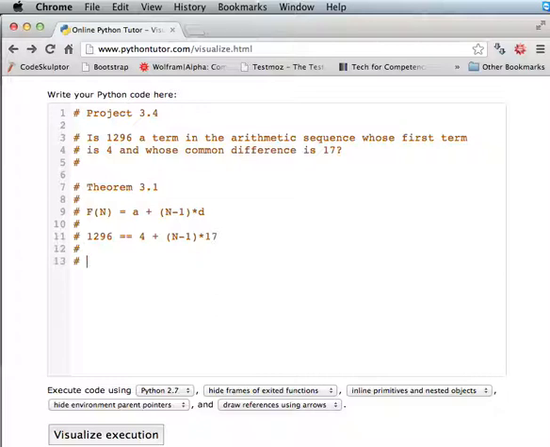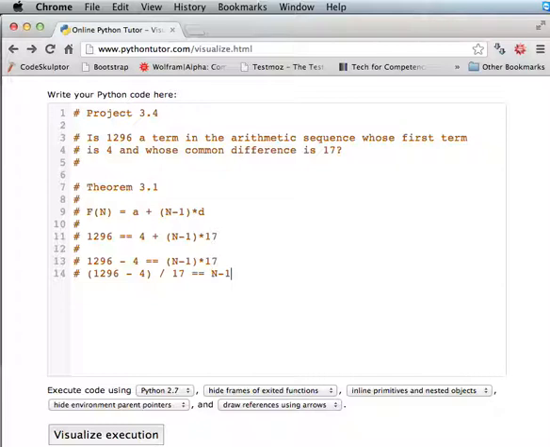Well, we know we can subtract 4 from both sides. That's an easy thing to do, right? So 1296 minus 4 has to be equal to n minus 1 times 17. Now let's just go ahead and get n on one side all by itself. Let's see if we can divide by 17 on both sides, right? So we say 1296 minus 4 divided by 17 has to equal n minus 1.